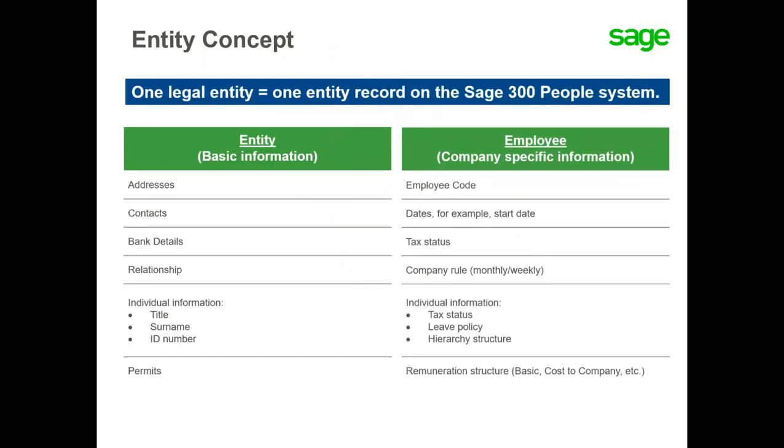Employee records contain specific company information such as dates, for example, the date of engagement or the leave cycle start date, tax statuses, company rule, leave policy, and remuneration structure, for example, basic salary or cost to company structure. Entity records contain basic information of an employee that will remain the same, irrespective of where the employee is employed.